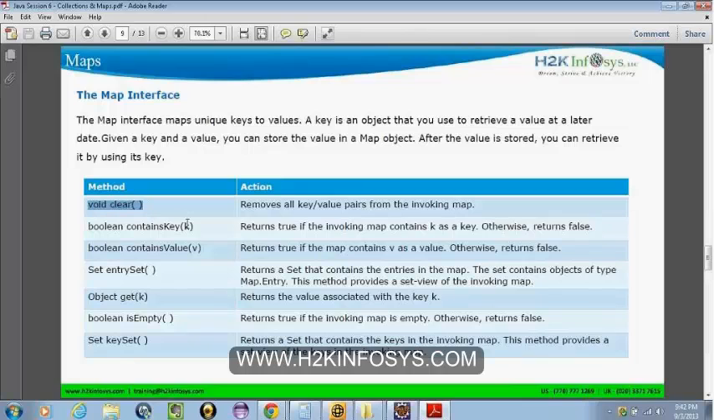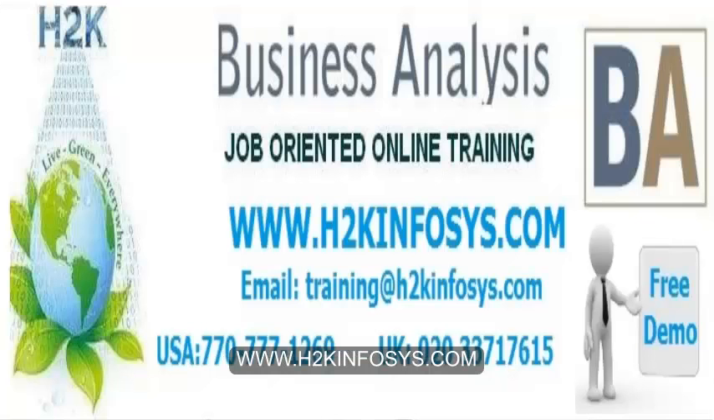And folks, Map doesn't have an iterator. We say list.iterator. Folks, listen very carefully. And set.iterator. But we don't say map.iterator. We cannot say that. Instead, we have an entrySet method which returns a set.